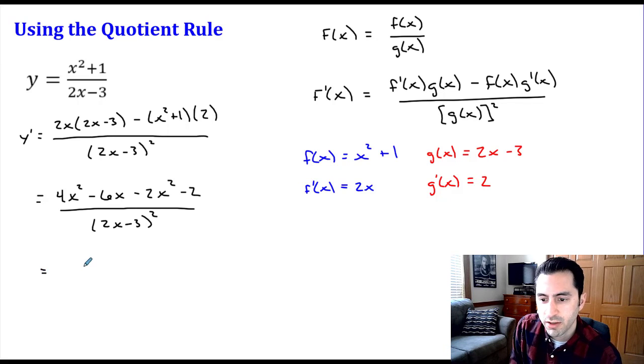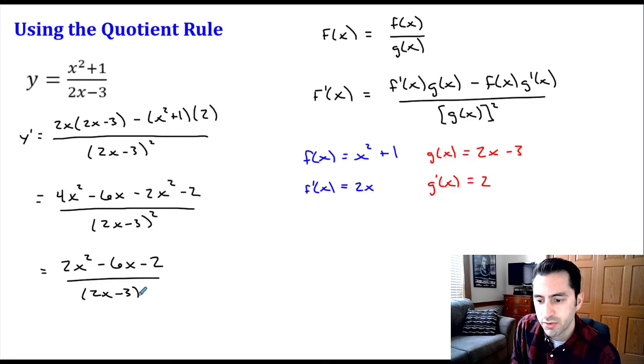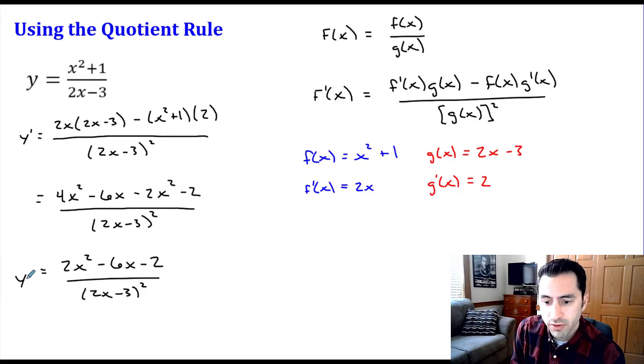So then combining like terms in the numerator, we have 4x squared minus 2x squared, so we get 2x squared minus 6x minus 2. And this is all over our denominator of 2x minus 3 squared. All right, and lastly, just checking the numerator, we could factor out a 2 from everything, but if we do that, we won't be able to factor any more. So there actually is no common factor that would simplify with our denominator. So the derivative of y is this fraction here.